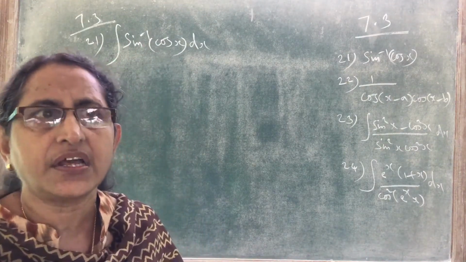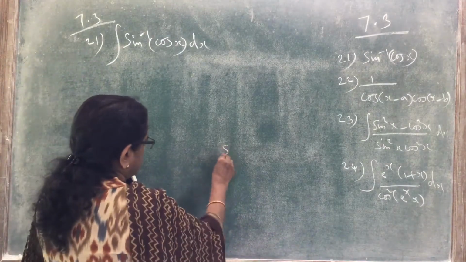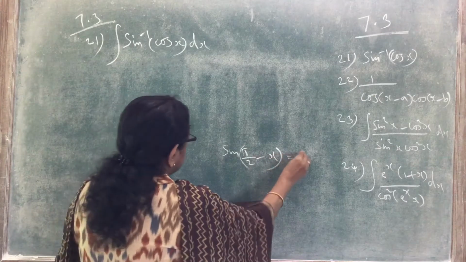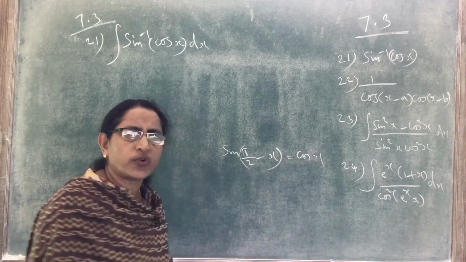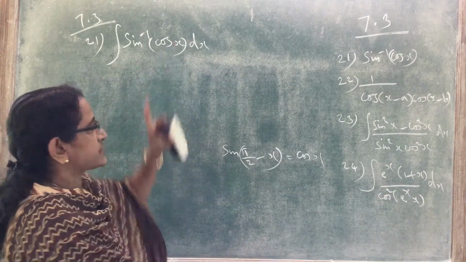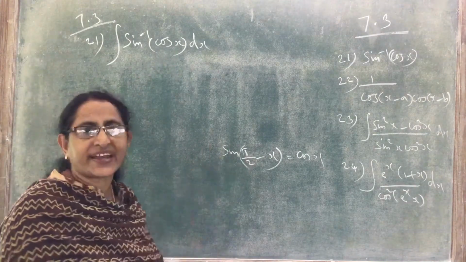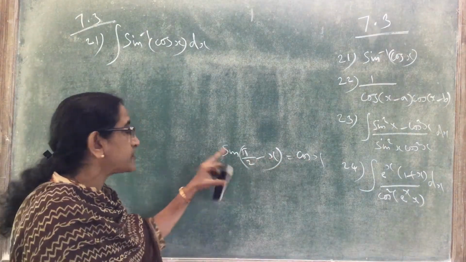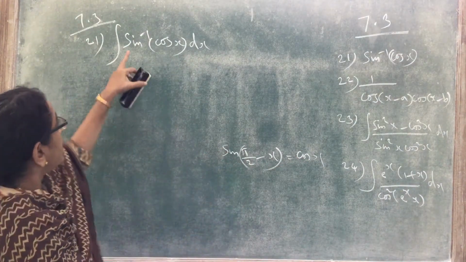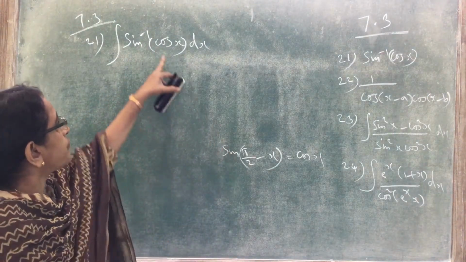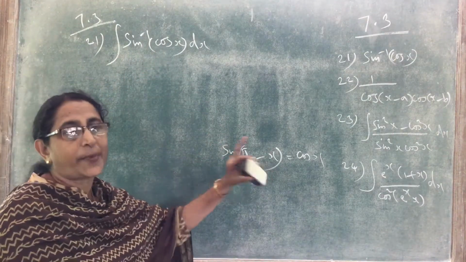We know the formula sine of pi by 2 minus x is equal to cos x. So instead of cos x, what we can write? Sine of pi by 2 minus x. So that cos changes into sine. If it is sine inverse and sine, then we can simplify that. So use this formula: instead of cos x, write sine of pi by 2 minus x.